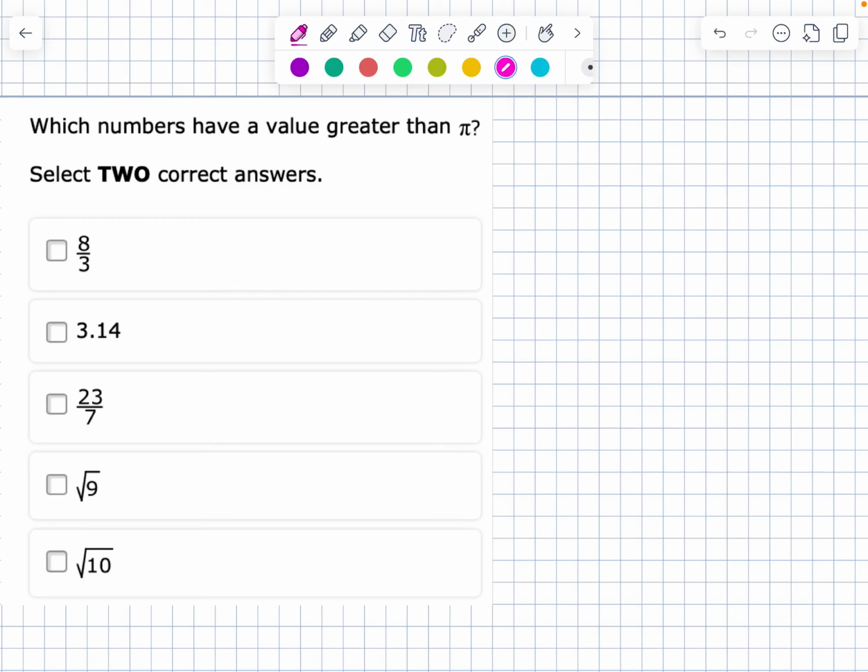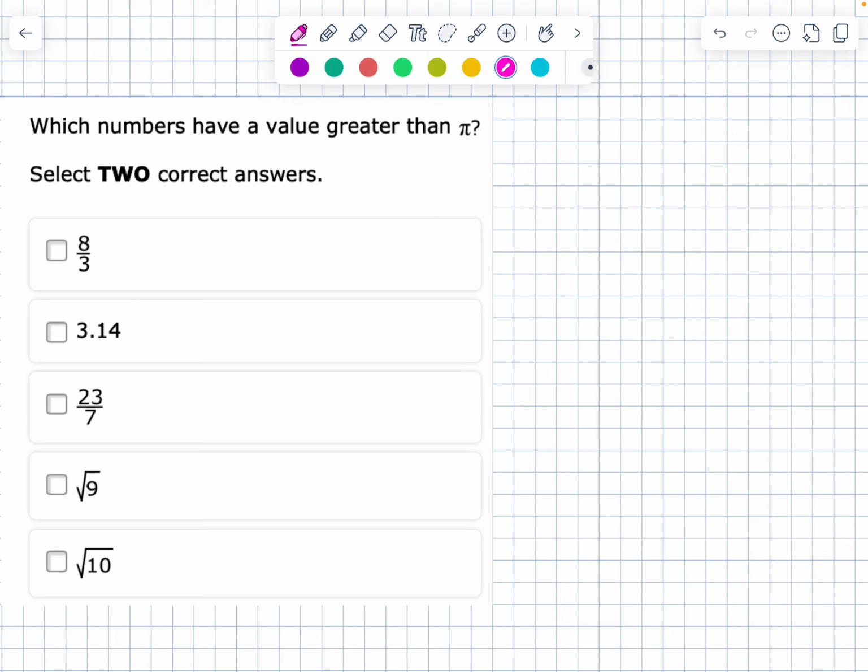In this problem, it's asking us to compare numbers. So which numbers have a value greater than pi? And then it wants us to select two correct answers, and they've got that bolded, probably because it would be easy to forget that you want two answers instead of one.